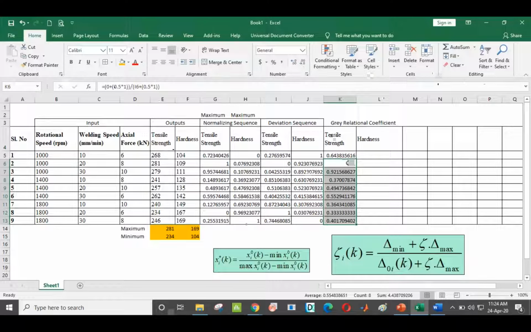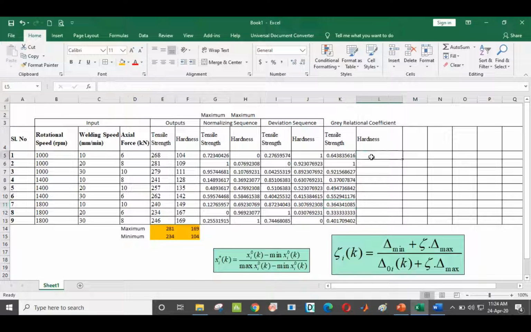Now you can see it is I5. Now I am going to move the cursor down. It will change to I6. Further down, it will change to I7, I8, I9. So I have given all the formulas.